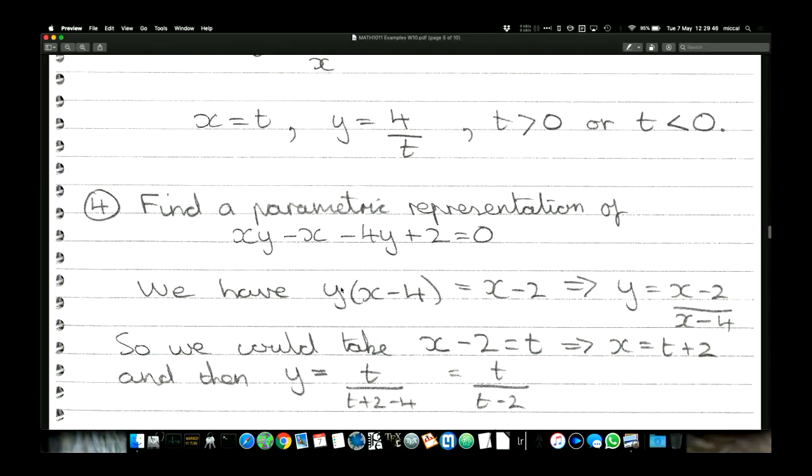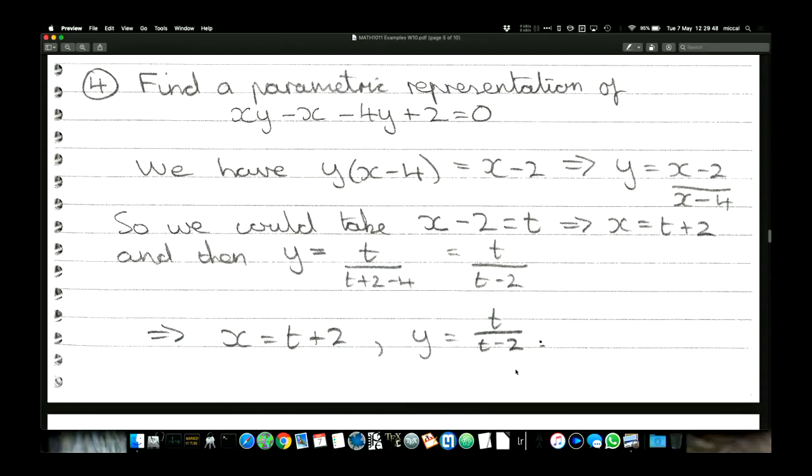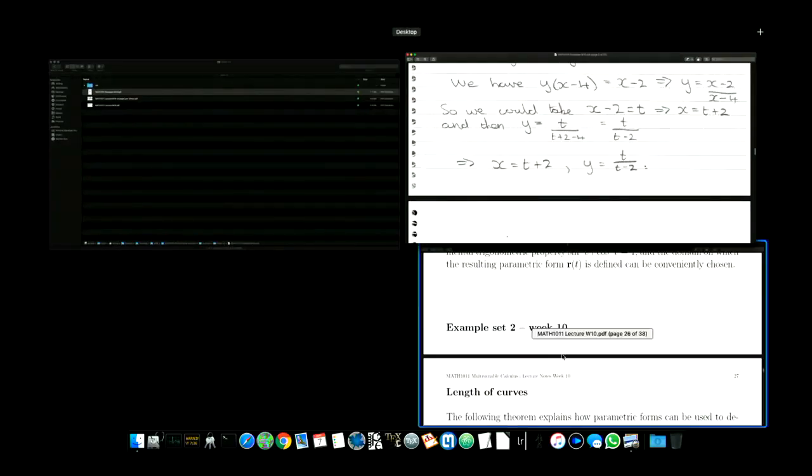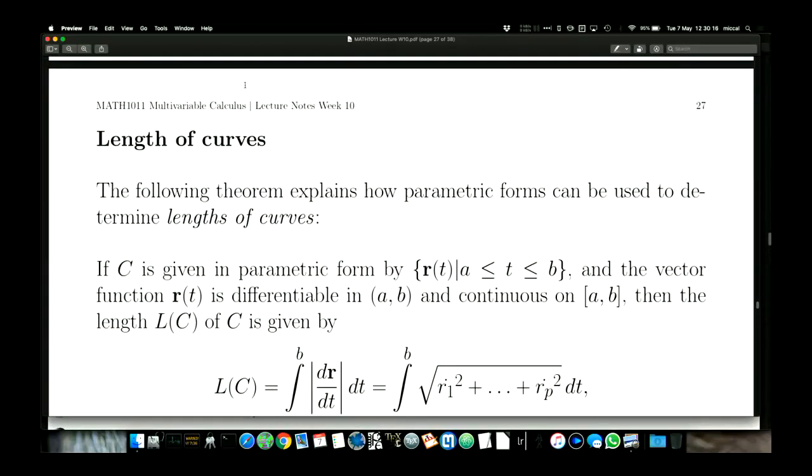And there's another one. Sometimes you can be a little bit clever. So here I could let x equal t, and then y is just t minus 2 on t minus 4, or I could maybe let x equal t plus 2, so y is a bit nicer. It's not unique, so it doesn't really matter. It all depends what we're doing with it in the next step, which is integrating with these things. Okay. All right. Let's move on, actually do something with it.